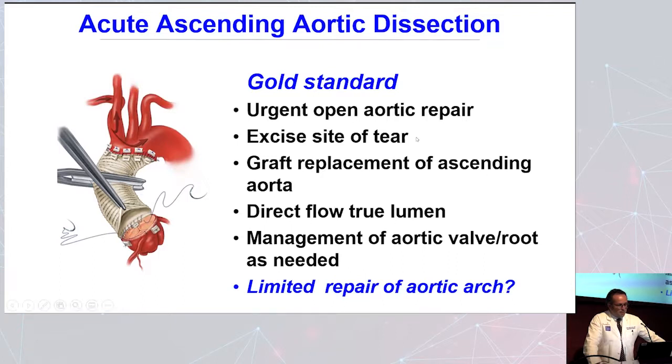The main goal is to excise the site of this tear of the aorta, replace that with a graft replacement and reestablish the flow in the true lumen. Sometimes, according to the complexity of the case, you have to replace the root if it's dilated or it's a Marfan patient, or replace the arch if it's dilated or has a big tear in the aortic arch. But fortunately, this is less common.